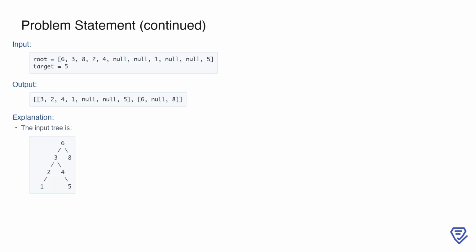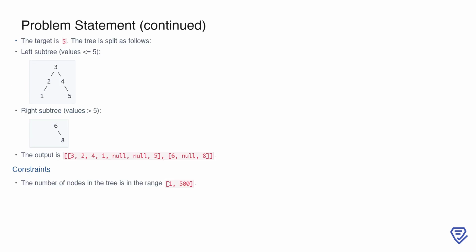Let's look at another example with a more complex tree. The input tree is represented by 6, 3, 8, 2, 4, null, null, 1, null, null, 5, and the target is 5. When visualized, the tree has 6 as the root, with 3 and 8 as its left and right children. Below 3, we have 2 and 4, and below 2, we have 1. Additionally, 4 has 5 as its right child. The task is to split this tree based on the target value of 5.